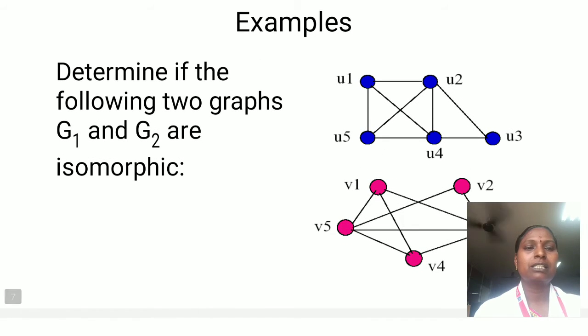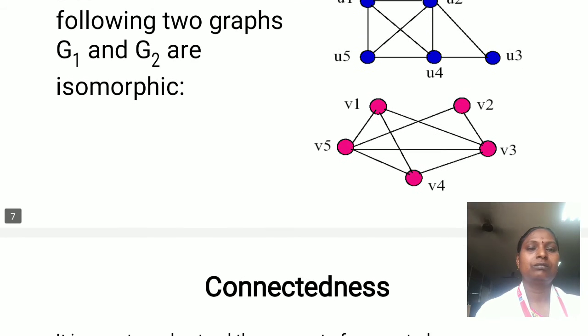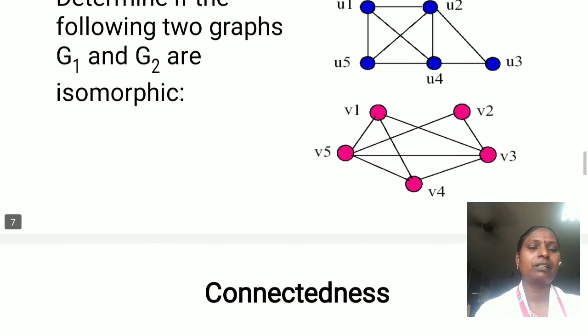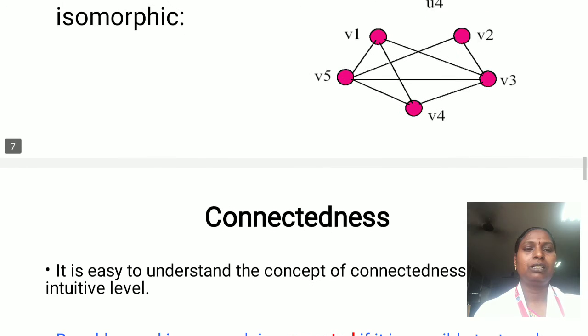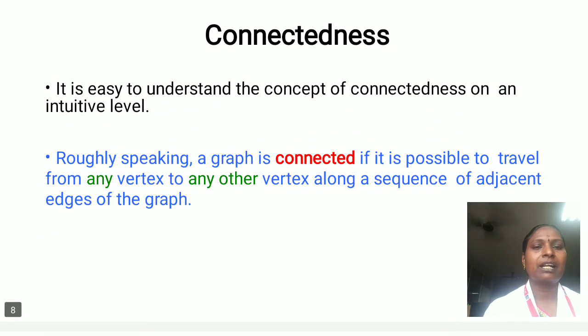So, consider this example. These G1 and G2 are isomorphic graphs. Next we have the definition of connectedness.